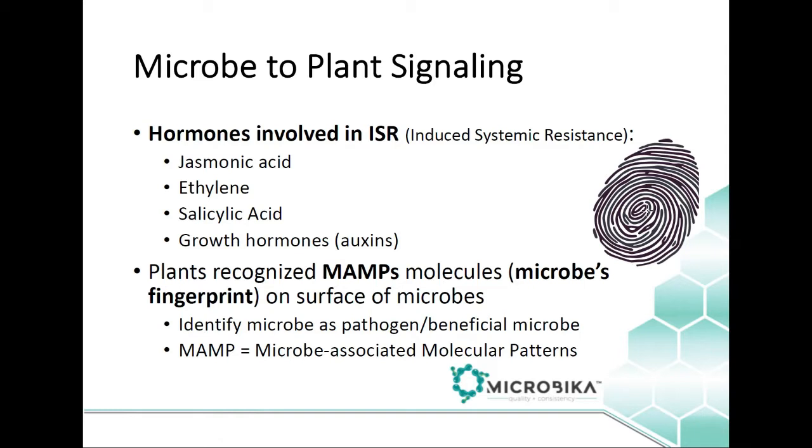Then you also have molecules on the surface of microbes. I call it the microbe's fingerprint. These are signaling molecules that tell the plant this is a beneficial microbe, allow it into the rhizosphere or into the endobiome, or this is a pathogen, launch an attack. So it's very important for a plant to be able to distinguish, based on these microbe-associated molecular patterns, if a microbe is part of the beneficial group of the rhizosphere or something must be done to keep it out.